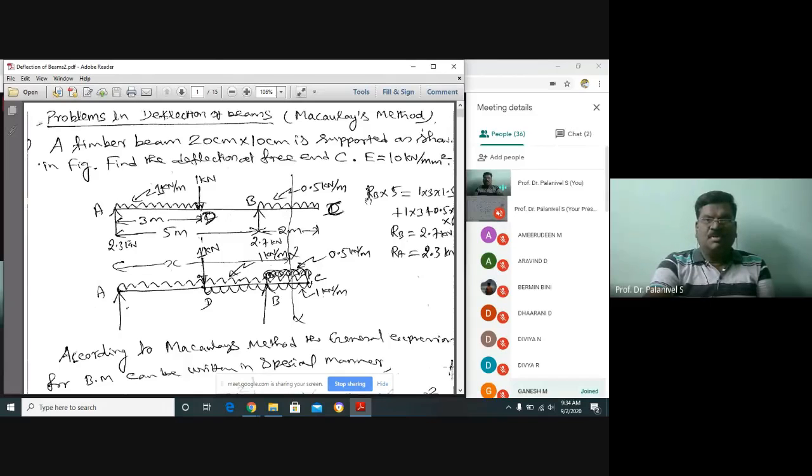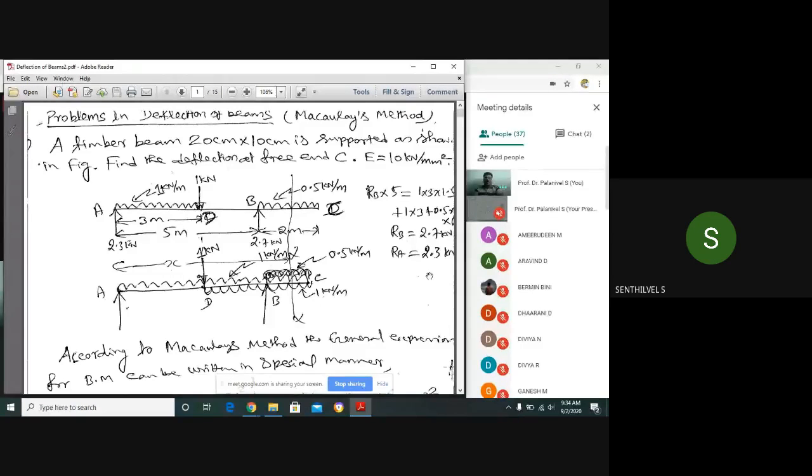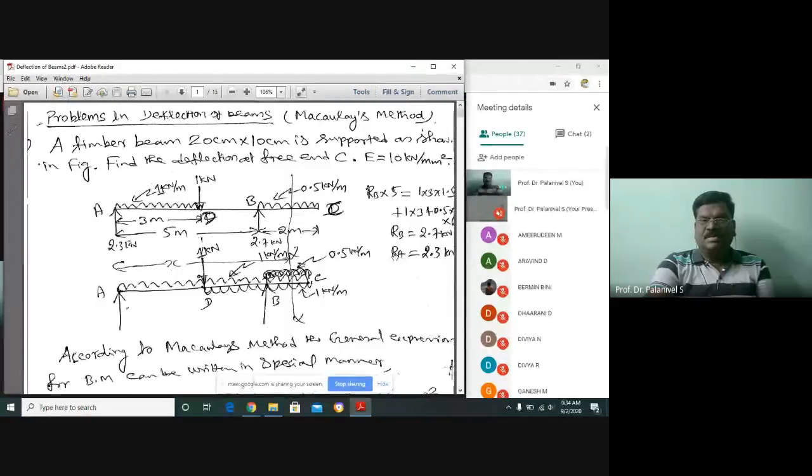Taking moment about A, RB into the span is equal to, you know how to determine support reactions. The support reactions are found to be: reaction at A is 2.3 kN, reaction at B is 2.7 kN. So what to do? In order to write the general expression for bending moment, you have to write it in a special manner.